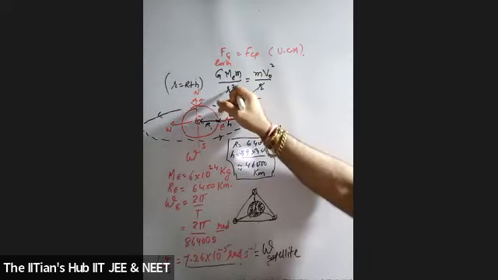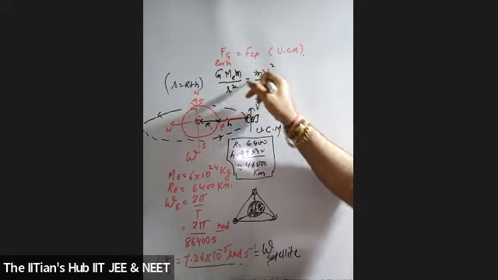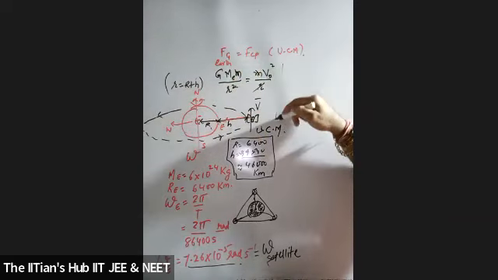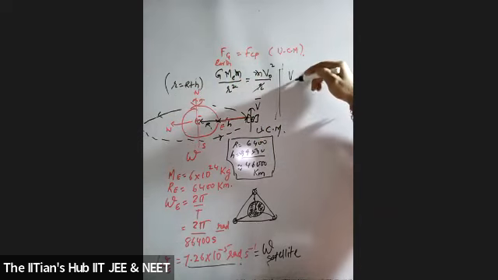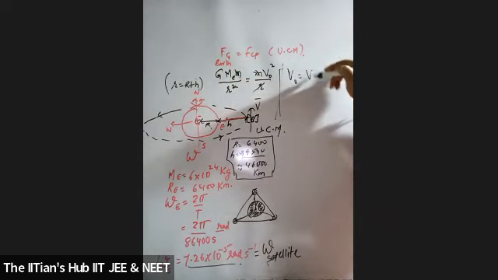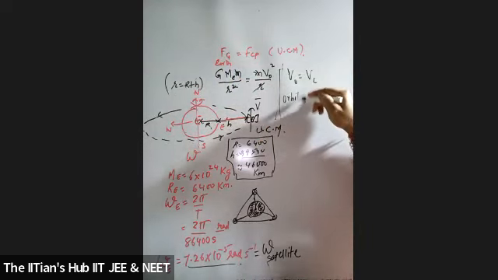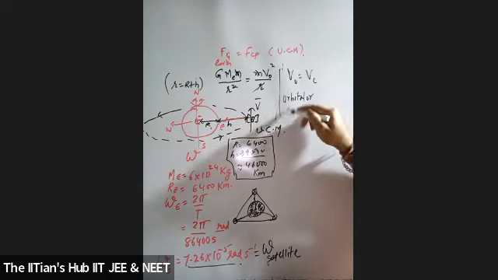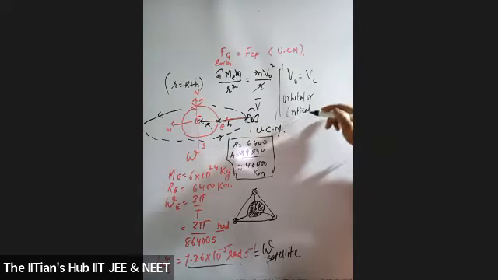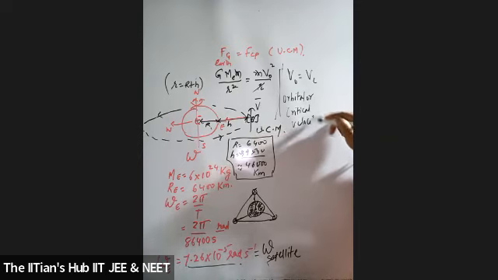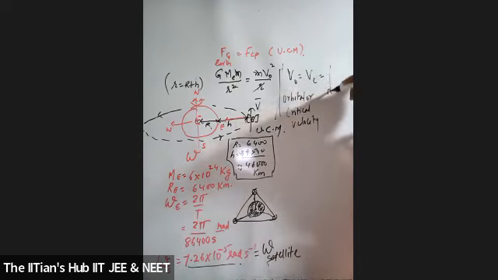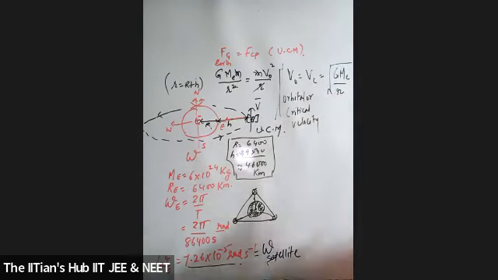So this r will get cancelled, mass of the satellite will get cancelled. Therefore, students, what's the formula for orbital velocity? The formula for orbital velocity, or so-called critical velocity, will be equal to what? Square root of G capital M upon R. Is this clear, students? Yes.